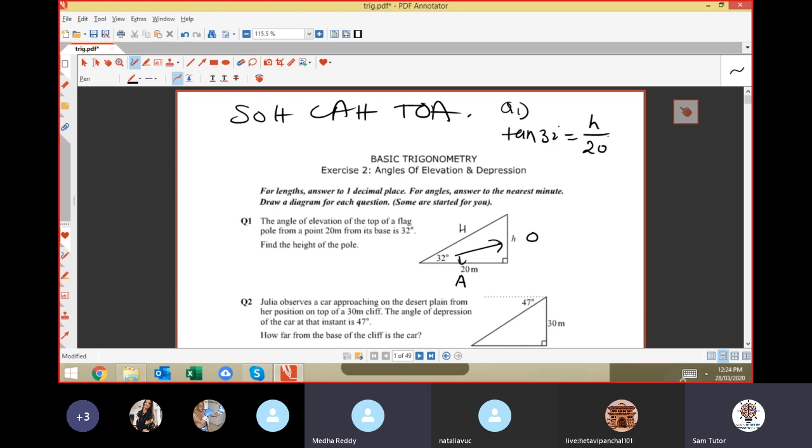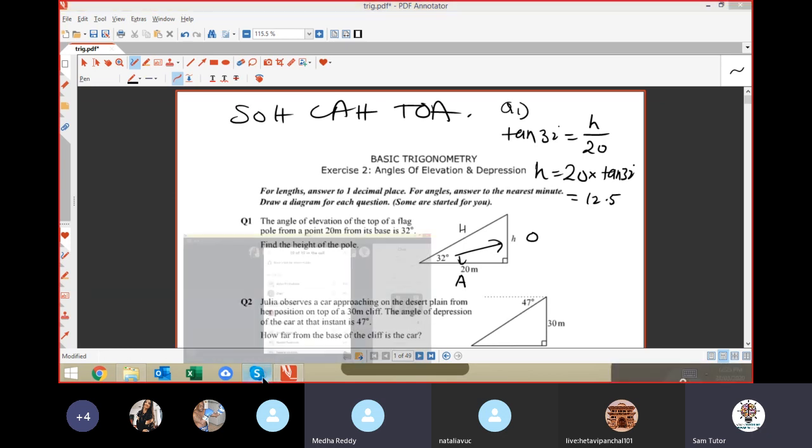And then how do I get rid of this division of 20? Multiply it. So it becomes H equals 20 times tan 32 degrees. And you just plug that into your calculator. You can't get that into exact. And that just becomes 12.5. Does that make sense? Mm-hmm.